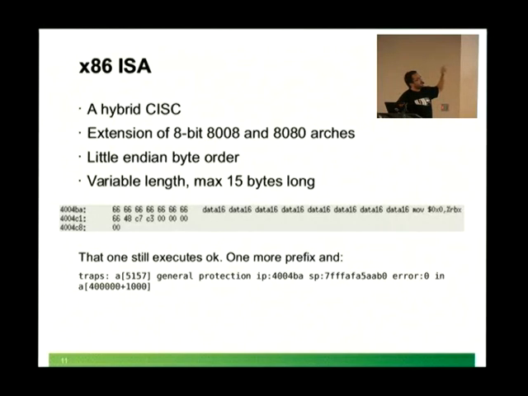It's an extension of the original instruction set architecture, the 8080. It's little endian. Instruction length is variable. It's not like ARM and some other architectures where you have a fixed set of bytes which are one instruction. So in x86, you can have a 1-byte instruction, or you can have a 15-byte instruction. And the limit is 15 bytes. If you do 16 bytes, GP.